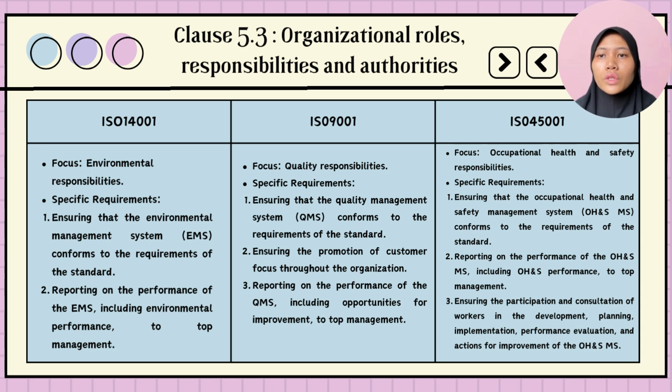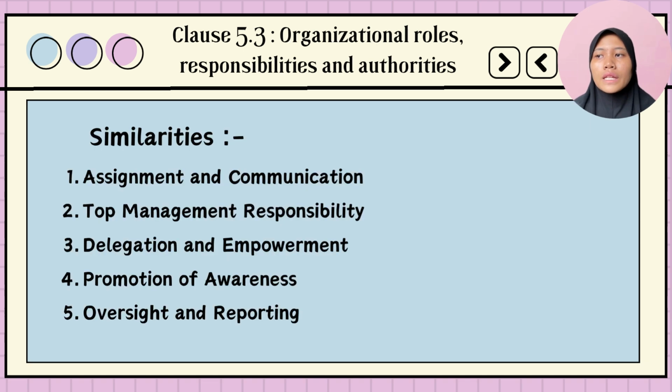For ISO 45001, it focuses on occupational health and safety responsibilities. For specific requirements, it ensures that the occupational health and safety management system conforms to the requirements of the standard, and reports on the performance of the OSH, including OSH performance, to top management. It also ensures the participation and consultation of workers in the development, planning, implementation, performance evaluation, and actions for improvement of the OSH MS. Lastly, the similarities of clause 5.3: assignment and communication, top management responsibility, delegation and empowerment, promotion of awareness, and oversight and reporting.